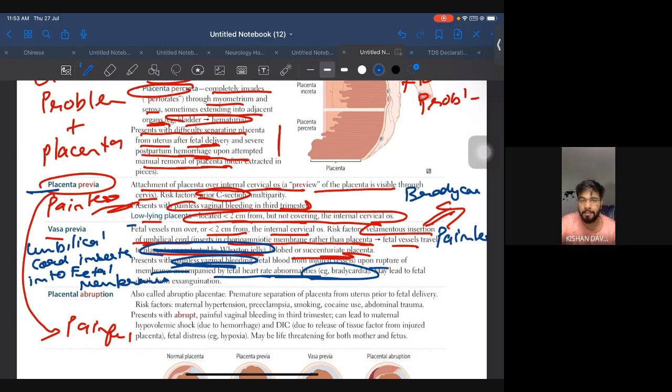But you know what the problem is? The problem will be they will definitely give you this line, or they will say the placenta has attached somewhere else. So this line you have to remember over here.